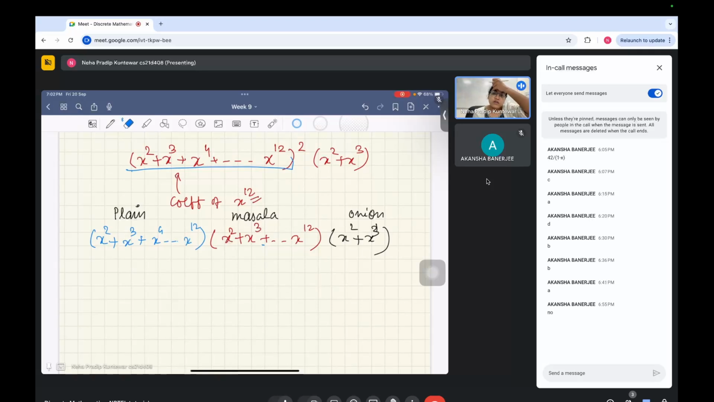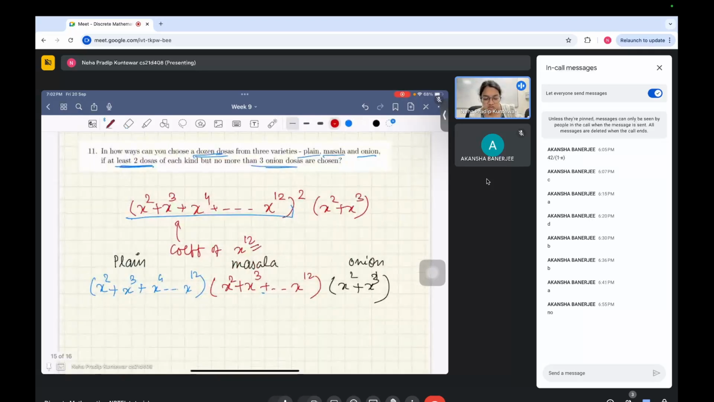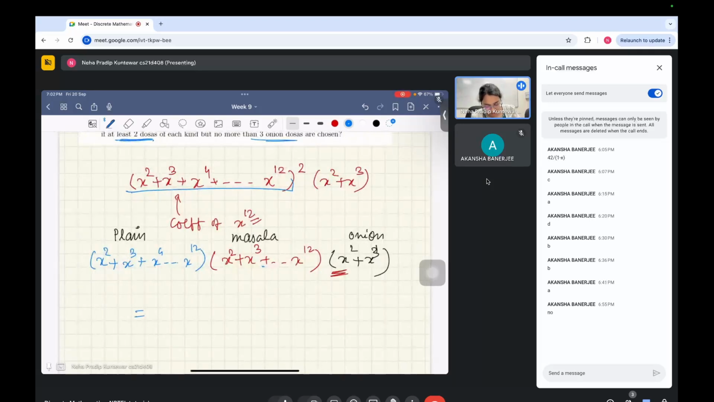So you don't need to worry about these x's being heterogeneous, because you are always going to multiply them, so you're forced to either pick 2 onion dosas or 3 onion dosas. Similarly, you are forced to pick a masala dosa from this range and a plain dosa from this range. So I think you don't need heterogeneous variables here. And yes, then you're right. So this expression can be written as x square times (1 plus x) times x to the 4 times (1 plus x plus x to the 10) whole square.